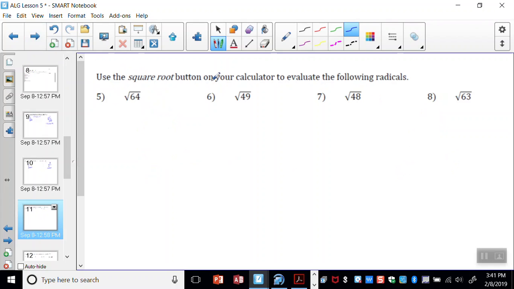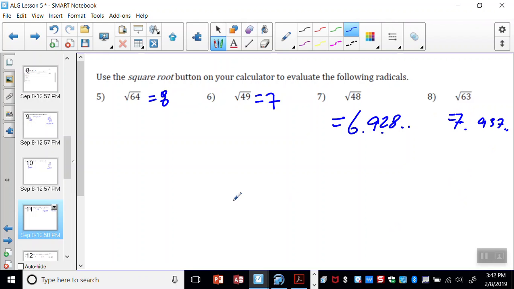Then use the square root button on your calculator to evaluate the following radicals. The calculator will give you 8 and 7. Square root of 48, let me get my calculator. If you put it in your calculator, it gives you a decimal, like 6.928. And square root of 63 gives you 7.937.